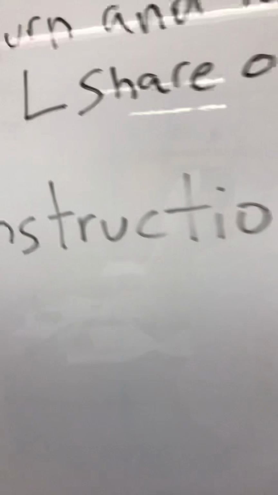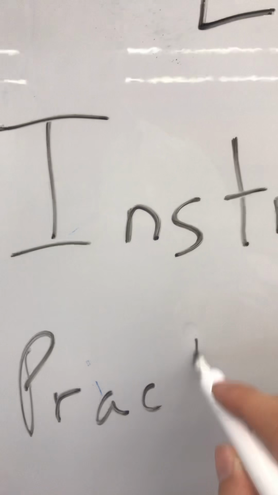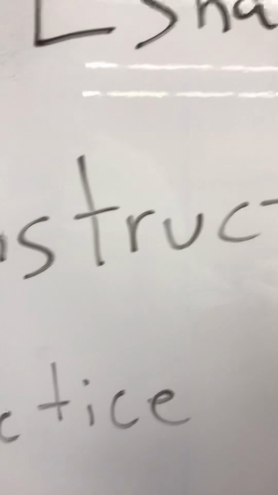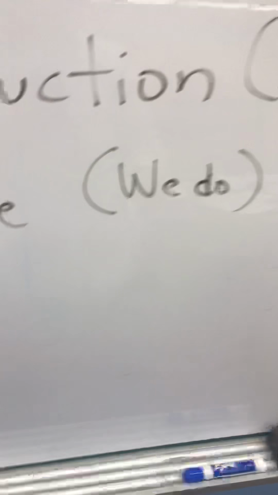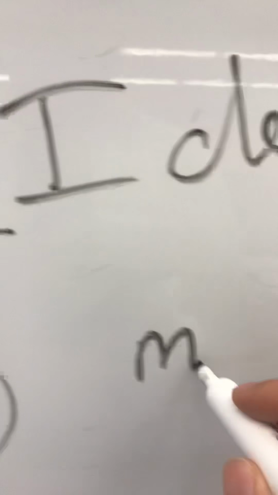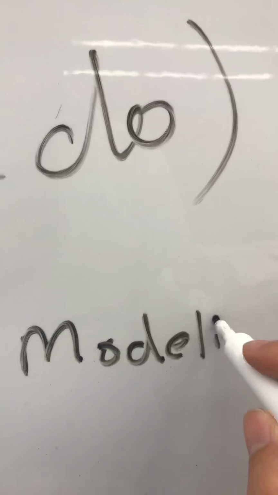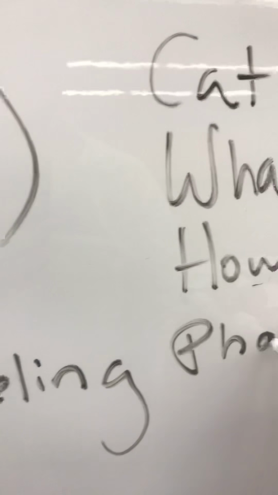Next thing is the practice. Practice is the we do. So what is it we do? This is your modeling phase. I think I spelled modeling wrong. Who cares? So this is your modeling phase. So basically, how do I model?